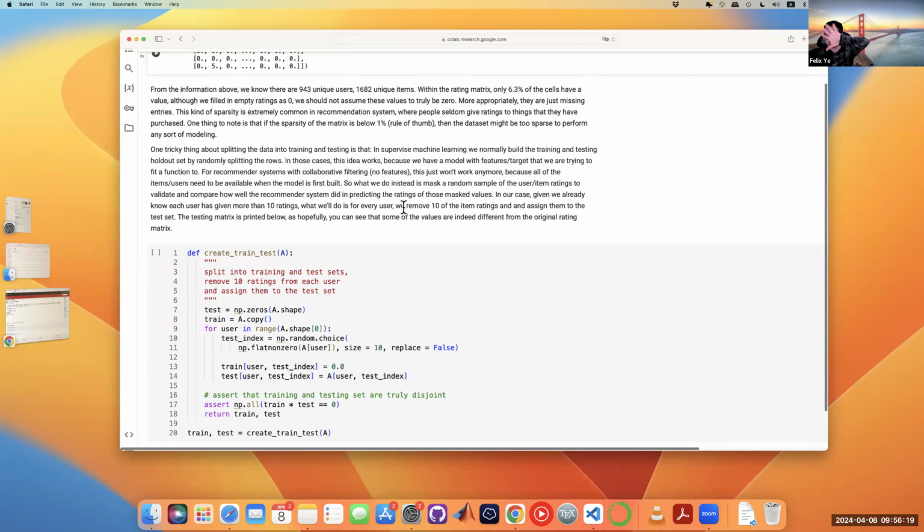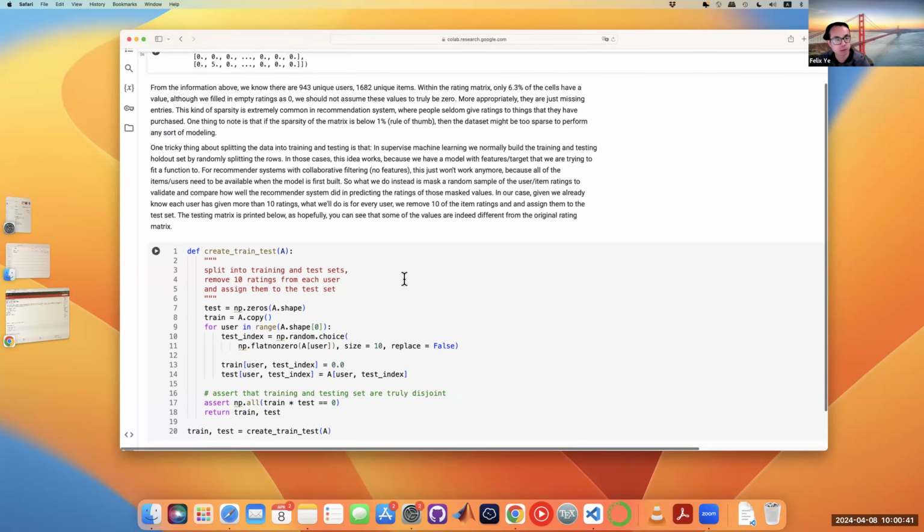So basically, I'm going to split this 100K interactions. We're going to separate the training and the testing. I'm going to remove 10 item ratings for each user and assign them to be a test data set. So this is how we are doing it here. Okay, so how we do it is like that.